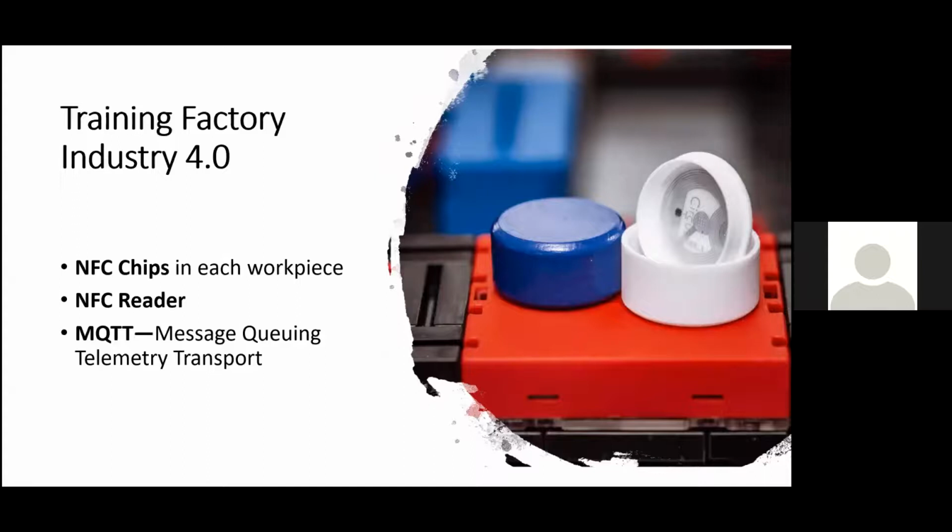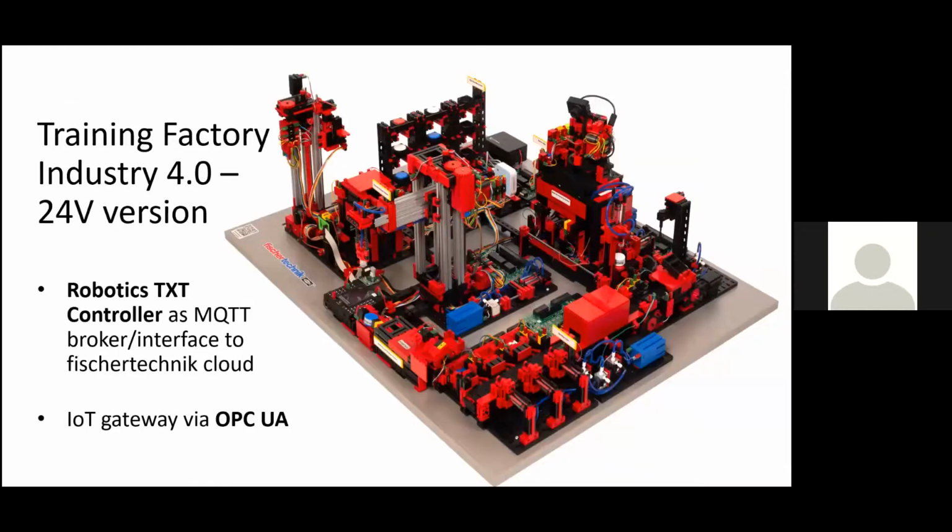Now, as there are two variations of this model, let's go over what makes them different aside from the voltage requirements. We'll begin by focusing on the 24-volt version and what makes it unique. First, to be fair, it's a bit of a hybrid in that while requiring a PLC for operation and control, it does also incorporate one fischertechnik Robotics TXT controller. In this case, the Robotics TXT controller serves as the MQTT broker and interface to the fischertechnik cloud.